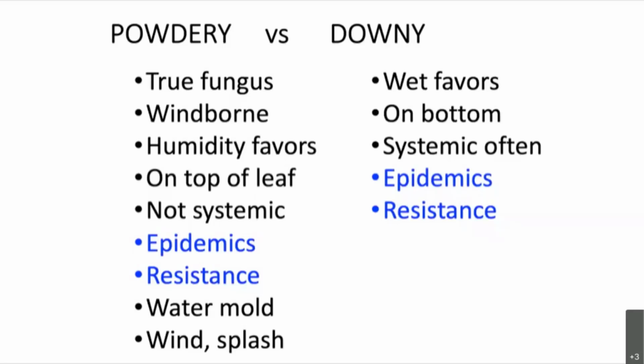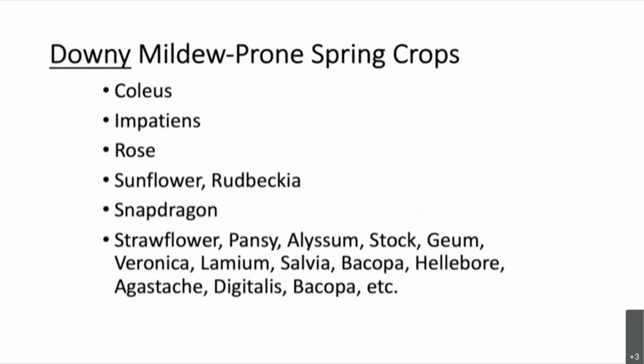Both of these produce lots of inoculum, so they can be big epidemic problems in your greenhouse. So you want to be able to recognize them very quickly and start treating against them so that you don't have a big loss in your crops.